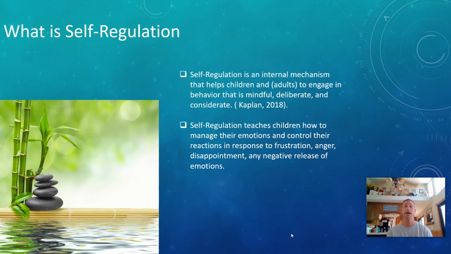Self-regulation also teaches children how to manage their emotions, and control their reactions in response to frustration, anger, disappointment, basically any negative release of emotion, whether that's hitting, kicking, screaming, punching, spitting, cutting, ignoring, imploding, whatever those actions might be. We want to teach those children to rise above, to look outside of maybe that little frustration or that moment of anger, and to succeed.